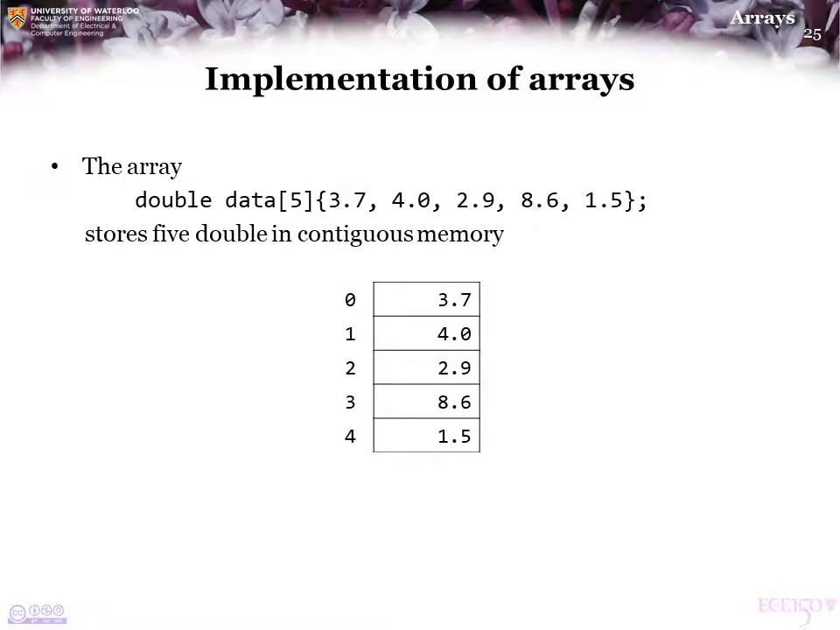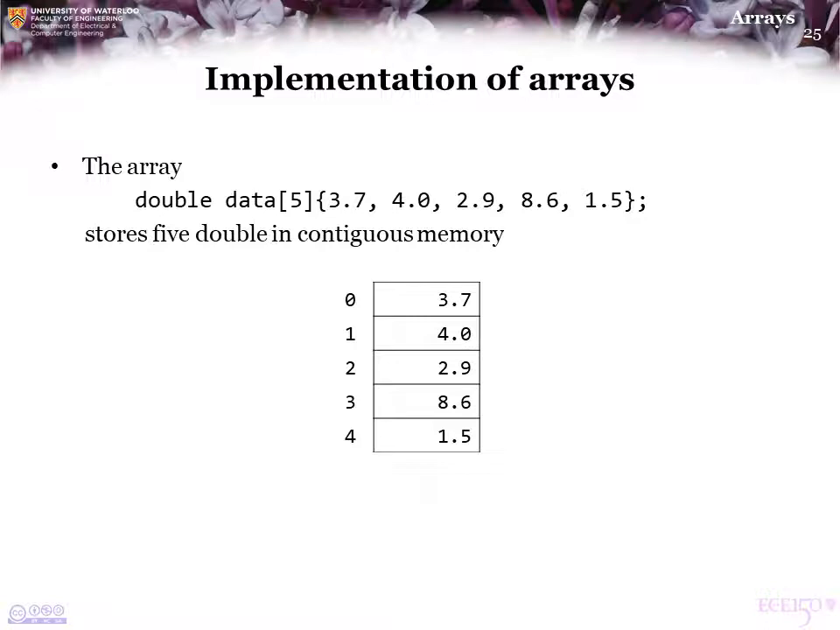Now, the implementation of an array. Here we have data to be an array of 5 entries, and these are the initial values. These are stored in memory, and where this memory is, is decided by the compiler. But these 5 entries are stored in contiguous memory. Contiguous means touching.